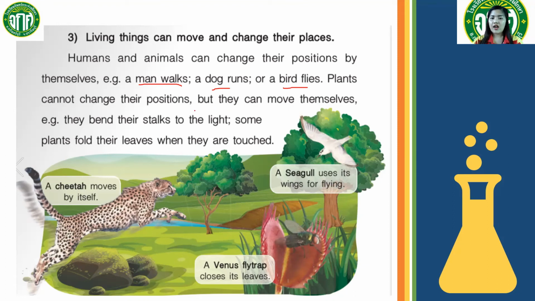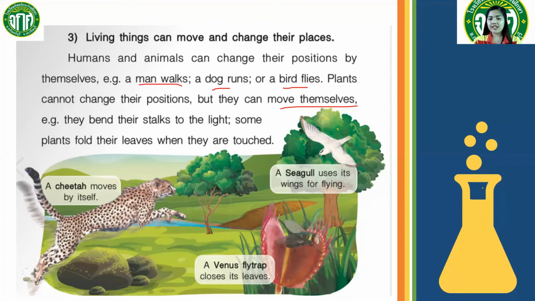As you can see, the plants cannot walk, but they can also move themselves. For examples, they bend their stalks to the light. Some plants fold their leaves when they are touched, like the mimosa earlier. As you can see, a cheetah moves by itself. This cheetah can run, so it can move to another place.